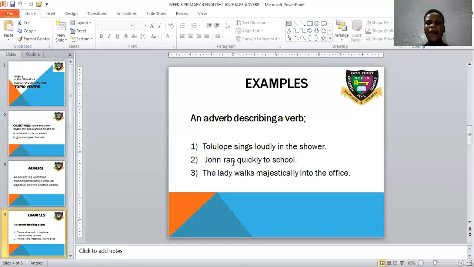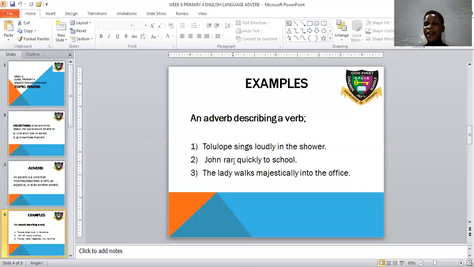Now, how does John run? The answer is that John ran quickly to school. That is to say that he is a fast runner. He ran quickly to school. That is telling me how John ran to school. So the word ran here is the what?